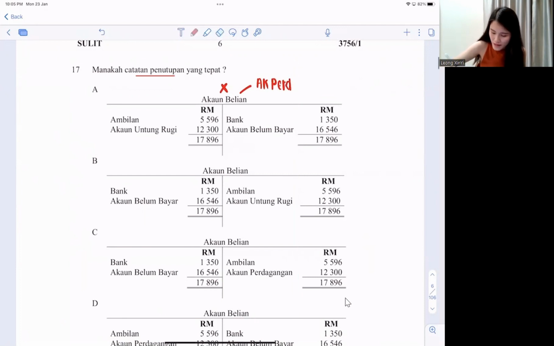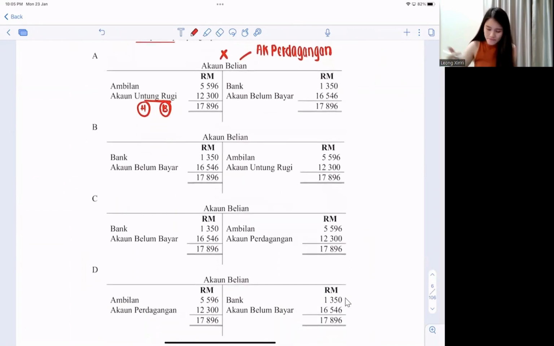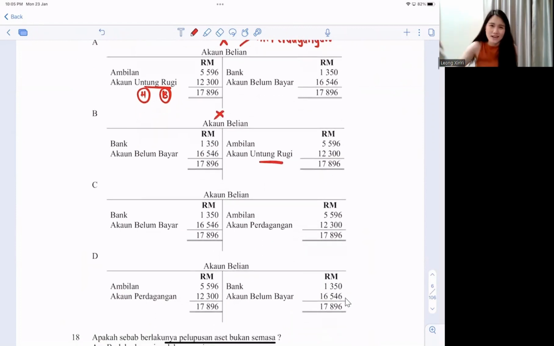Okay, sorry, my pen. Perdagangan. So untung rugi, no. Untung rugi is for this hasil type and belanja type. Even though yes, belian is considered as a hasil, it's a belanja, but you don't put it under the untung rugi section. You put it at perdagangan. So A is wrong lah. Okay, now B, belian again, untung rugi again, wrong. I don't care about the direction, as long as it's written untung rugi, it is wrong lah.